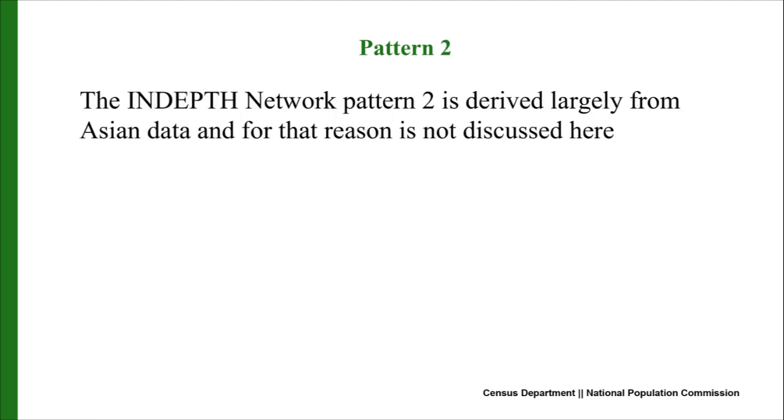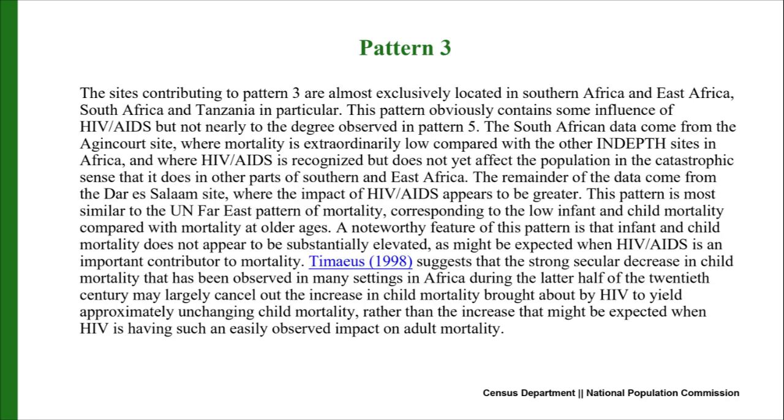Pattern 2. The INDEPTH network Pattern 2 is derived largely from Asian data, and for that reason is not discussed here. Pattern 3. The sites contributing to Pattern 3 are almost exclusively located in Southern Africa and East Africa, South Africa, and Tanzania in particular. This pattern obviously contains some influence of HIV/AIDS, but not nearly to the degree observed in Pattern 5.